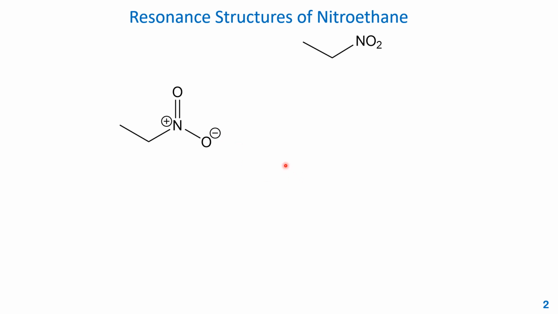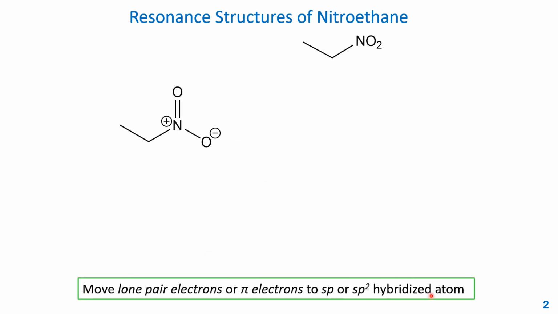If you draw the resonance structure, follow the same rule. The lone pair of this oxygen pushes back. This nitrogen is sp2 hybrid, so it can accept the lone pair electrons. And at the same time, you have to break the pi bond to the oxygen. Okay, so nitrogen cannot have more than 4 bonds here. And now, this is a resonance.